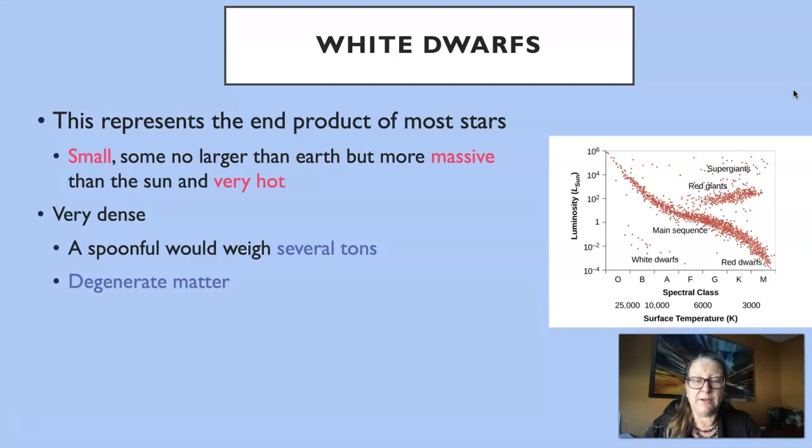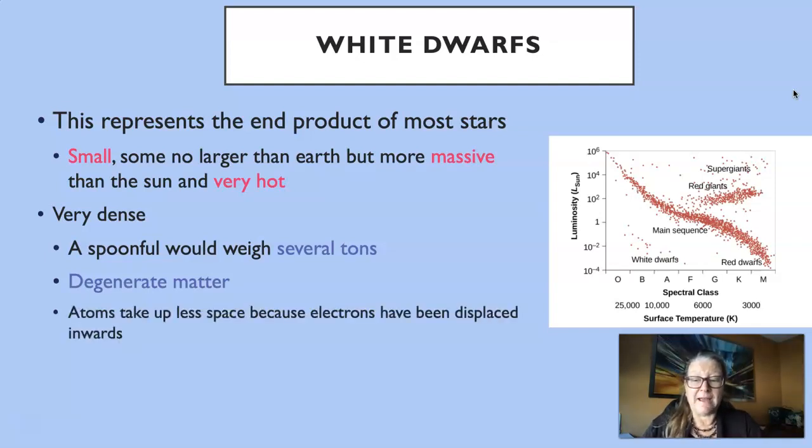Turns out that white dwarfs are made of something called degenerate matter, which is where the atoms have been squeezed so closely together that electrons have been displaced inward. This is not like plasma. This is a completely different material that we will never be able to put our hands on.